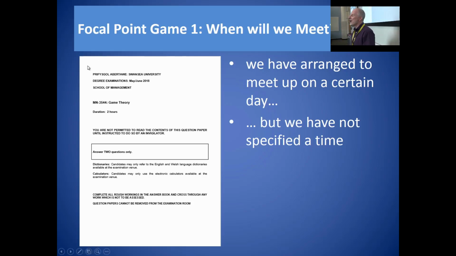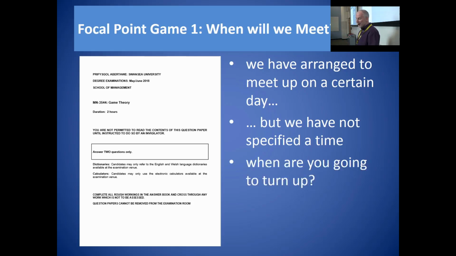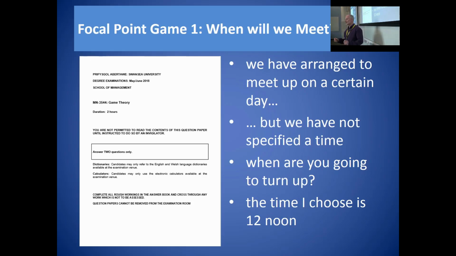Shall I tell you what time I would choose first of all? Well, there are two most populous answers, and they are 10 a.m. and 12 noon. The time I chose was 12 noon. Anyone else choose 12 noon? Okay?